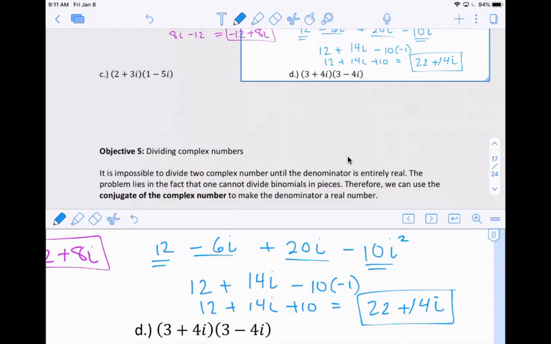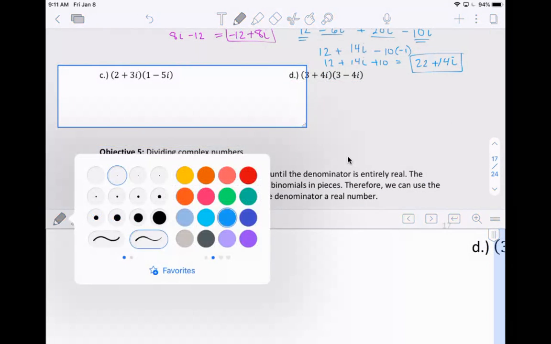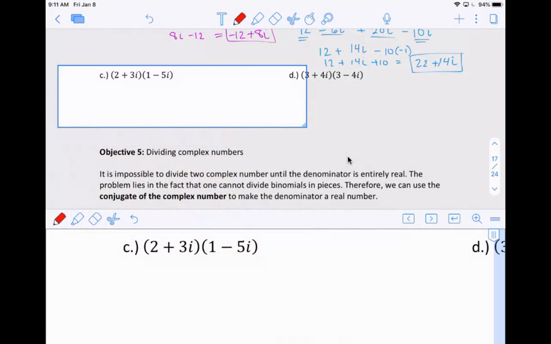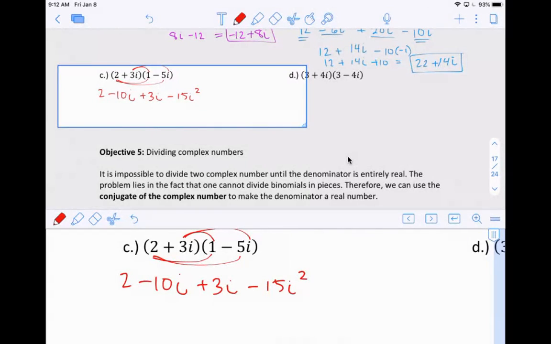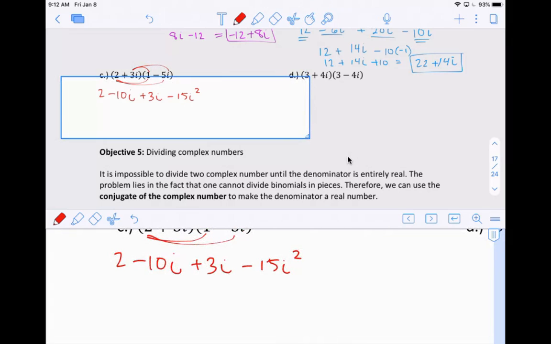All right, let's do 2 more. Just kind of rehash. We'll go pretty fast on this one. If you think you're getting it, feel free to try it on your own. Pause the video. Give it an honest try. If not, then feel free to follow along. We got 2 times 1 is 2. 2 times negative 5i would be negative 10i. This would be positive 3i. And that would be negative 15i squared. So I've done the calculations in my head now, instead of writing out the pairs, but if you still need to write out the pairs, that's fine.